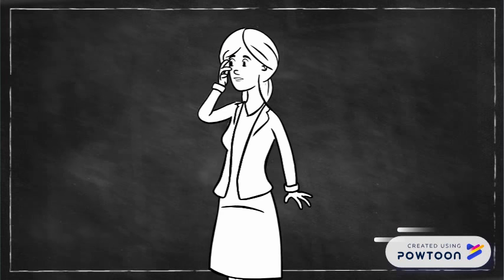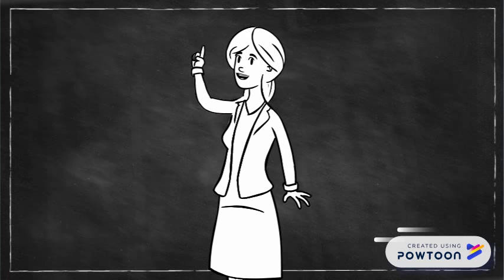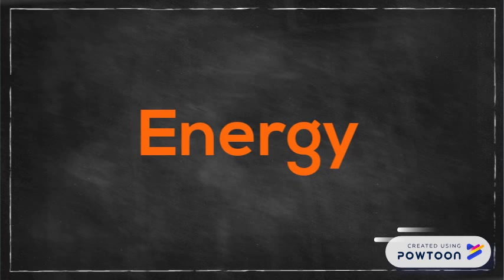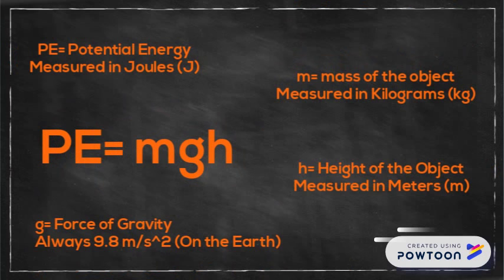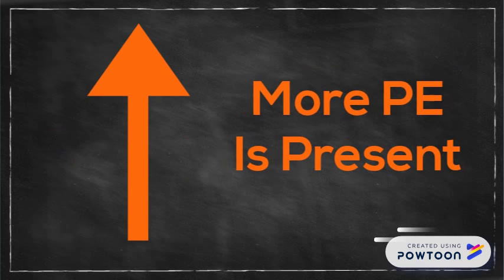So what is potential energy? Potential energy is the stored energy an object has because of its position. The equation is the potential energy is equal to the mass of the object times the gravitational force times the height. The higher the object, the more potential energy is present.